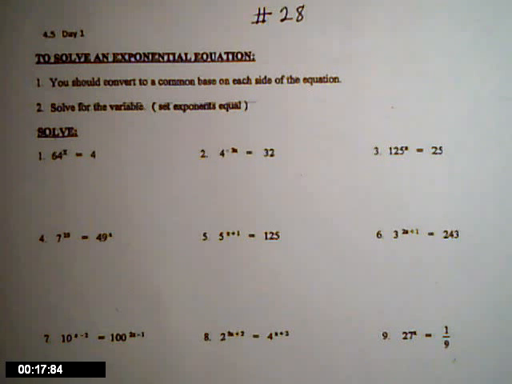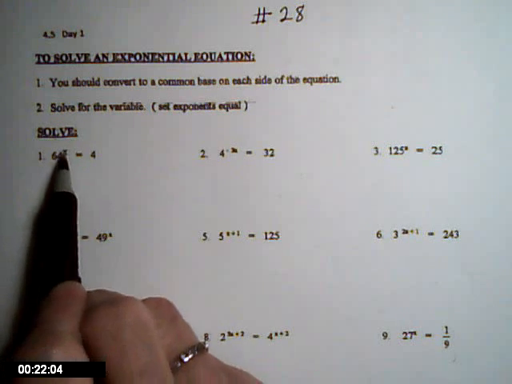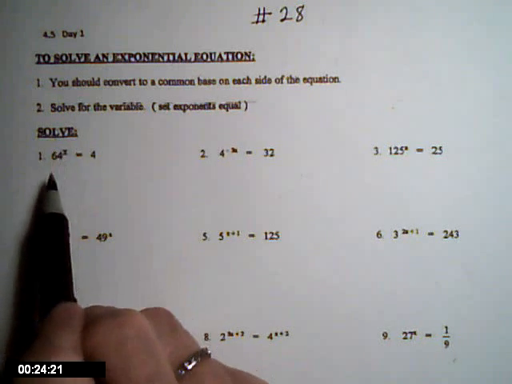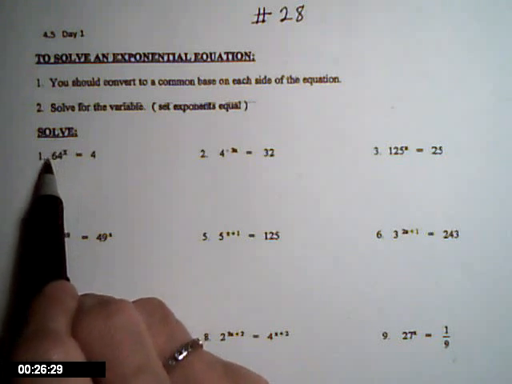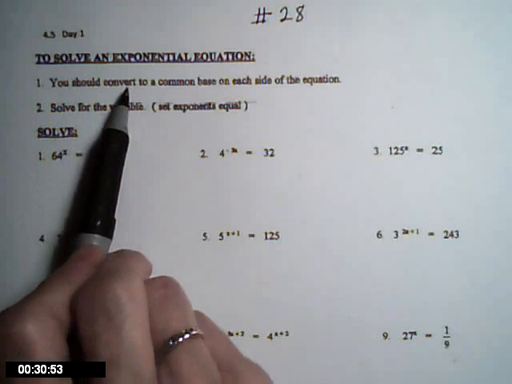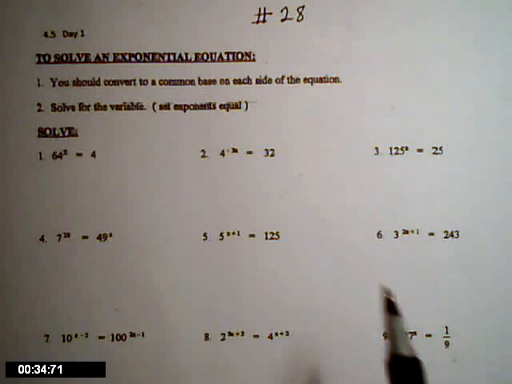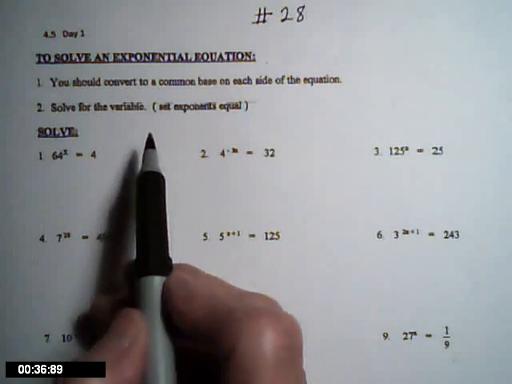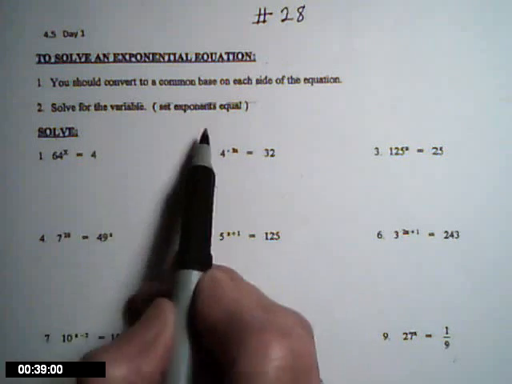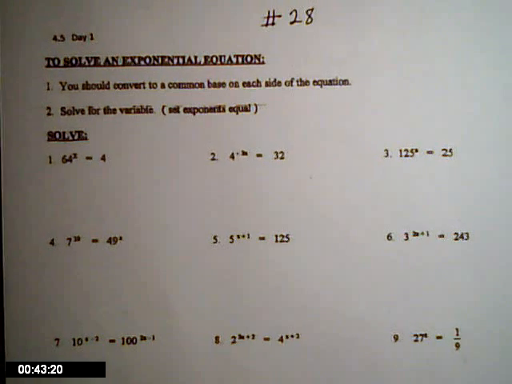Remember, an exponential equation is one where my exponent is the variable and my base is a number. The first thing we're going to do is try to convert to a common base on each side of the equation, and then once we have the common base, we're going to solve for the variable by setting the exponents equal. Let's look at this.